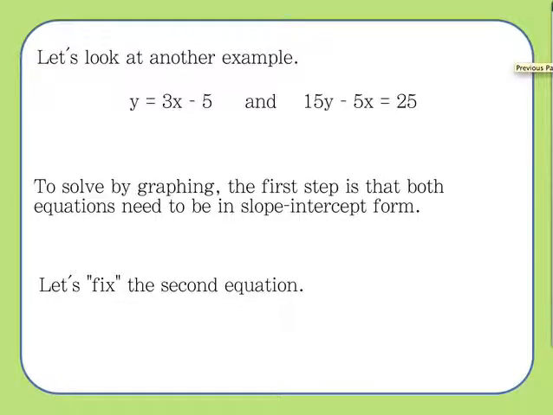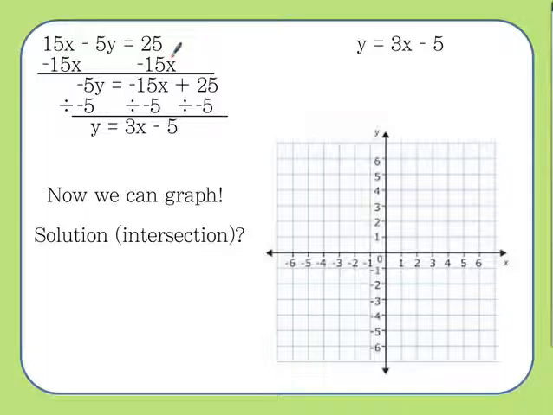So let's look at another example. Here I have y is 3x minus 5 and 15y minus 5x is 25. Again, this one's okay, but this one is not solved for y, so that's the first thing that I have to do. I will subtract 15x from both sides, bring down my negative 5y, then divide everything by negative 5. So I end up with y is a positive 3x minus 5. So this first equation, my intercept is negative 5, and my slope is 3 over 1. So if I go down here to negative 5 and I go up 3 over 1, up 3 over 1, up 3 over 1, okay?